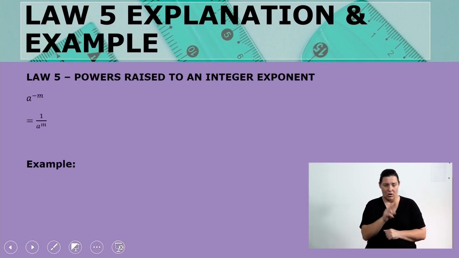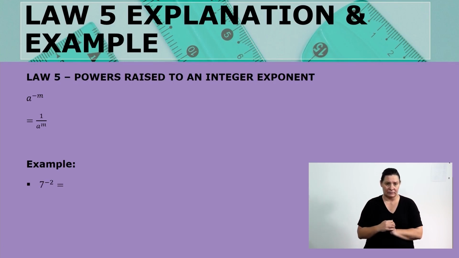Let's look at an example with numbers. So we have there 7 raised to the exponent negative 2. So according to our law, what is going to happen? Yes, you are correct. That is going to be 1 divided by 7 squared. And what is 7 squared? We know that is 49. So that is another way that you can write it there. Our answer is going to be 1 divided by 49.